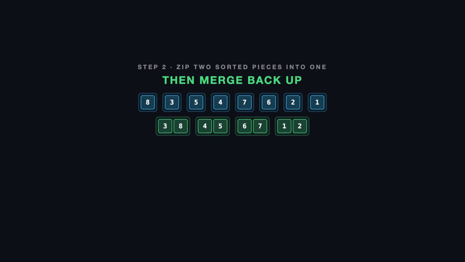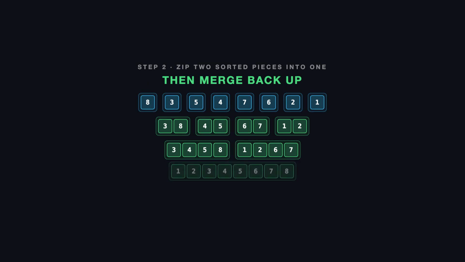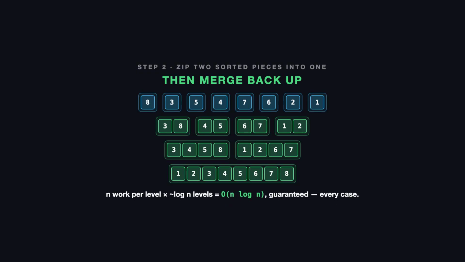Splitting in half over and over is that log n factor, about 20 levels for 1 million items. And each level does n work to merge. n work, times log n levels. That is O of n log n, guaranteed, best case, worst case, every case. Merge sort never has a bad day.